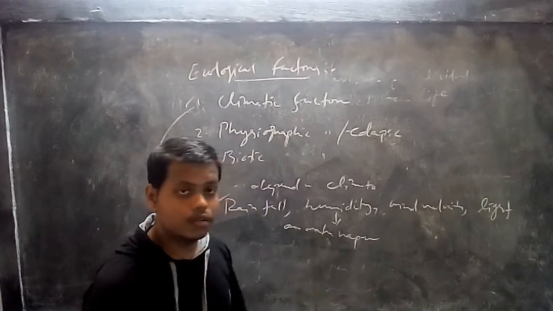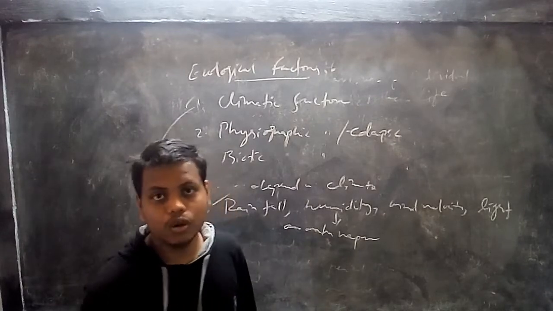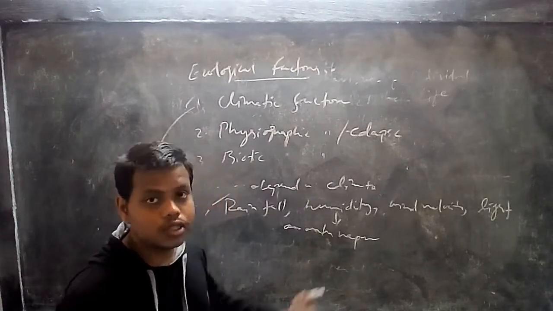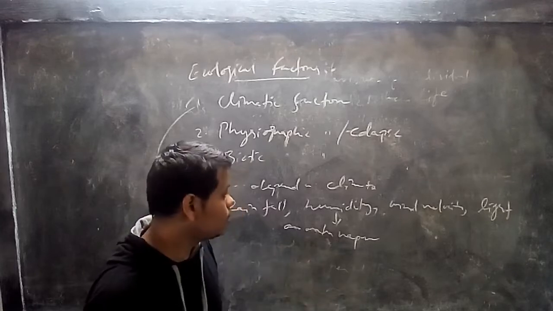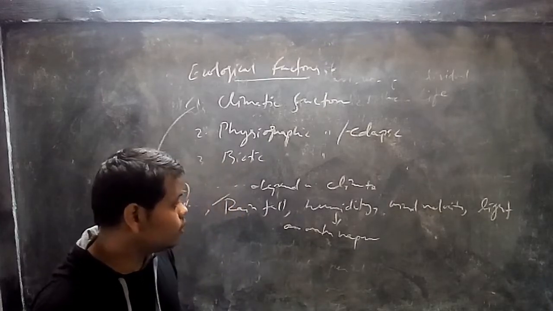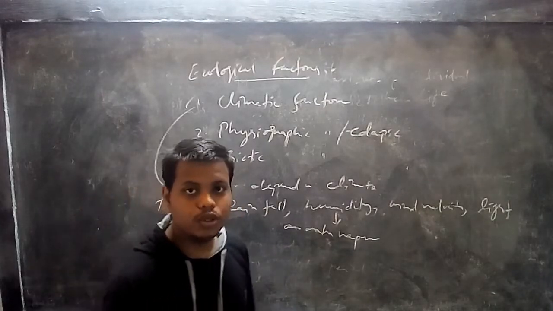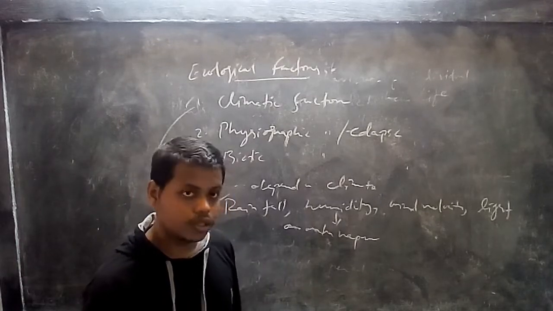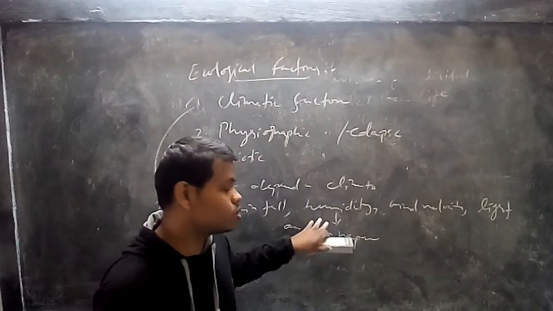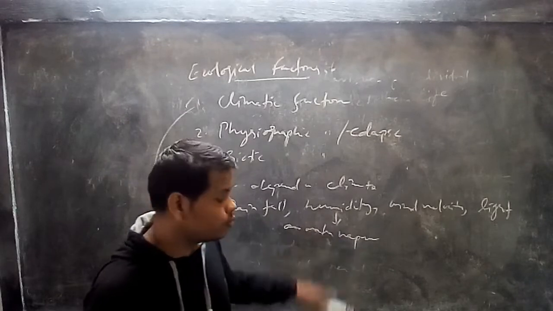How does humidity affect the growth and development of plants? Because we are generally considering plants here. See, humidity directly impacts transpiration. But what is the source of this humidity?